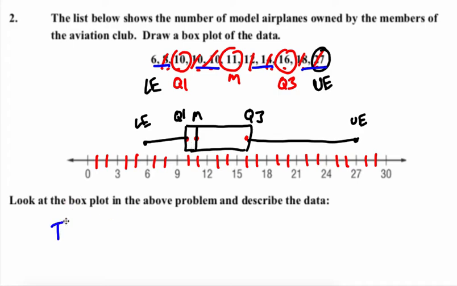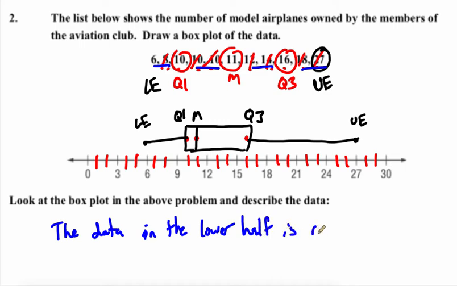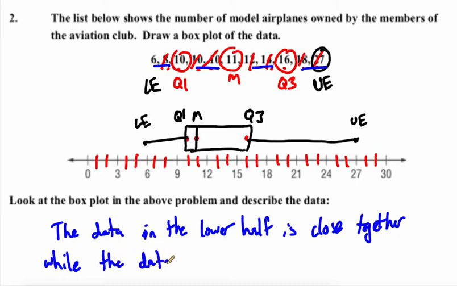So we could say the data in the lower half is close together, while the data in the upper half is spread out.